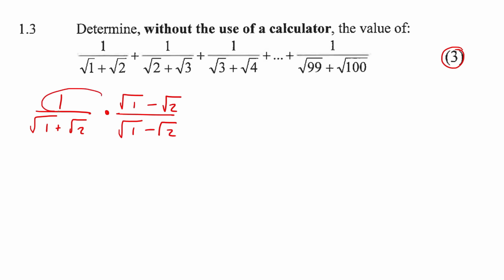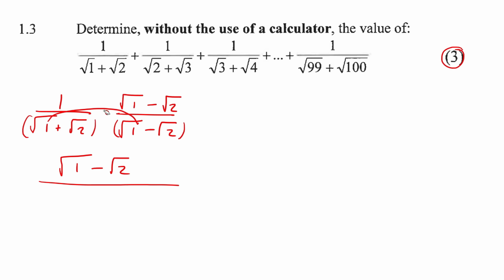So at the top, you're just going to multiply. So that just becomes square root 1 minus square root 2. At the bottom, you are going to multiply as if you were multiplying two brackets. So you're going to say square root 1 times square root 1. That just becomes the square root of 1. And then square root 1 multiplied by the negative square root 2 just becomes negative square root 2.